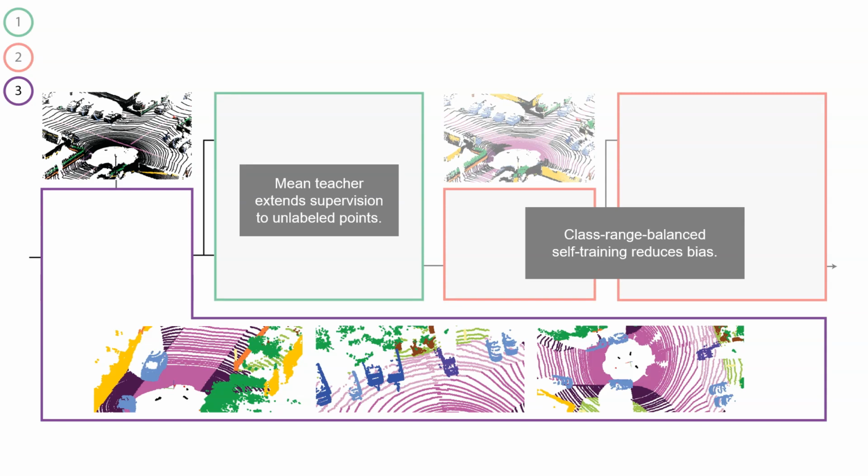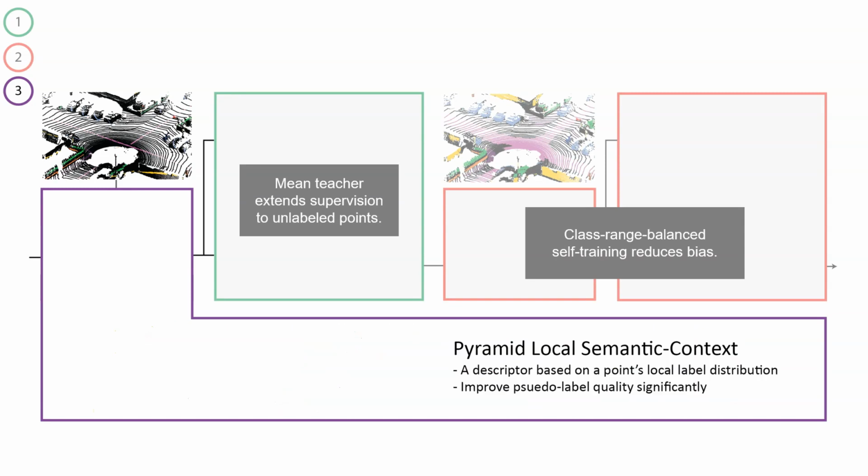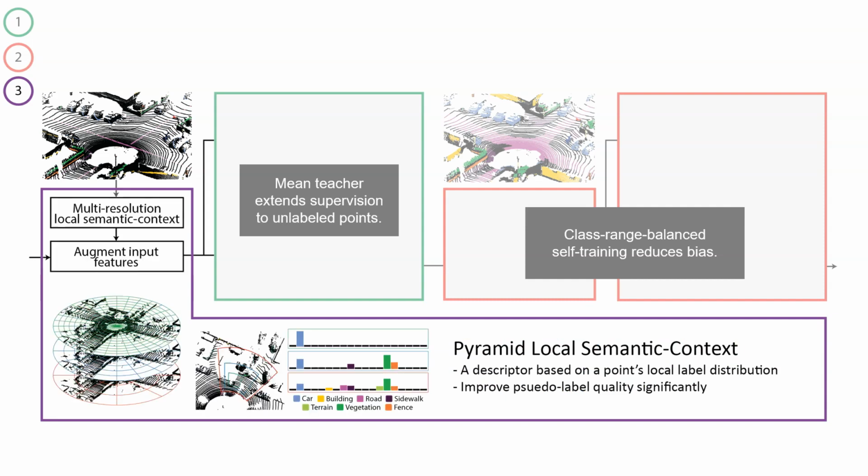To exploit these relations and improve the pseudo-label quality in return, we introduce the pyramid local semantic context descriptor. PLS is a novel pyramid-shaped context feature based on a point's local semantic distribution which, using sparse Scribble annotations, explicitly provides the network with the information to derive local semantic relations.